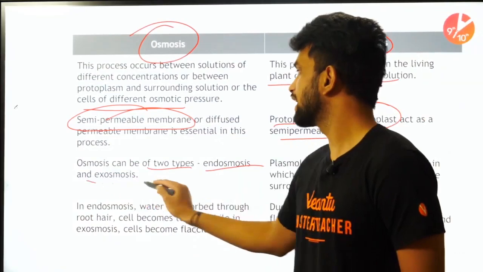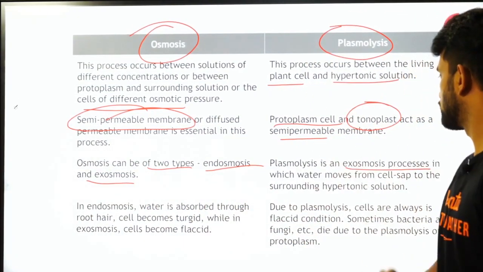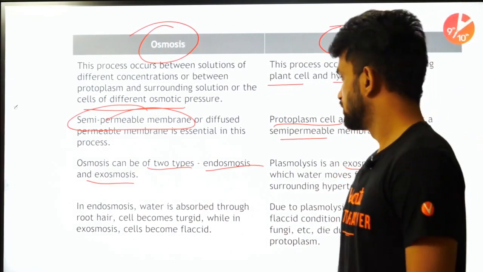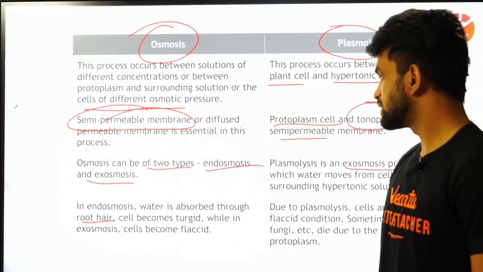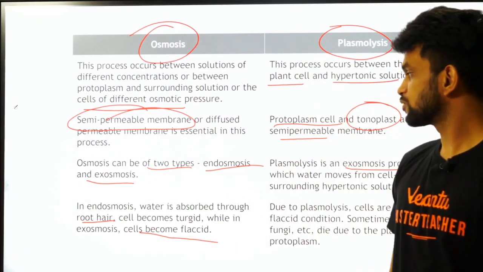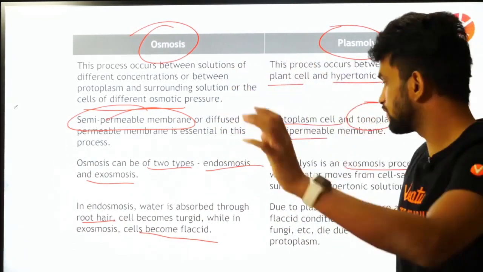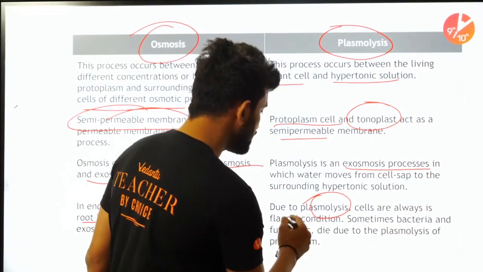Osmosis can be of two types, endosmosis and exosmosis. What will plasmolysis be? It is exosmosis. Plasmolysis is exosmosis, where water moves out of the cell. Water is absorbed through the root hair cells. In endosmosis, cells become turgid, while in exosmosis, cells become flaccid. Right? What happens in endosmosis? The cell becomes turgid. In exosmosis, it becomes flaccid. What will happen in plasmolysis? It will become flaccid.